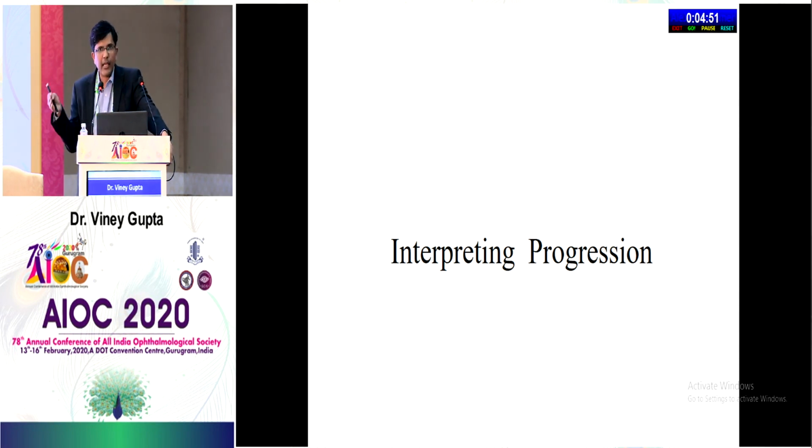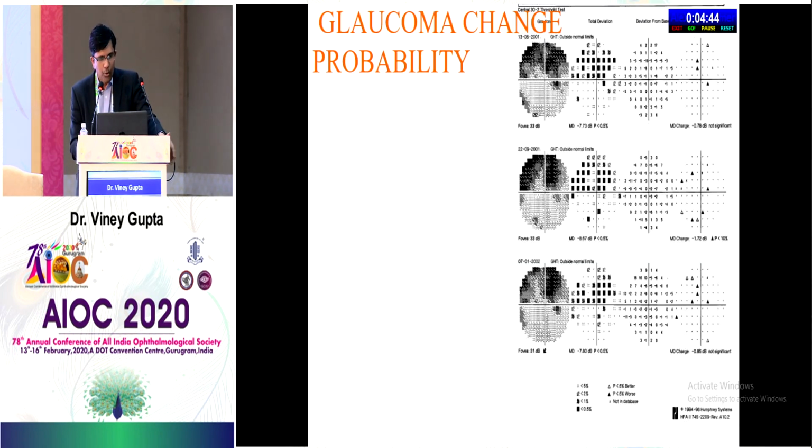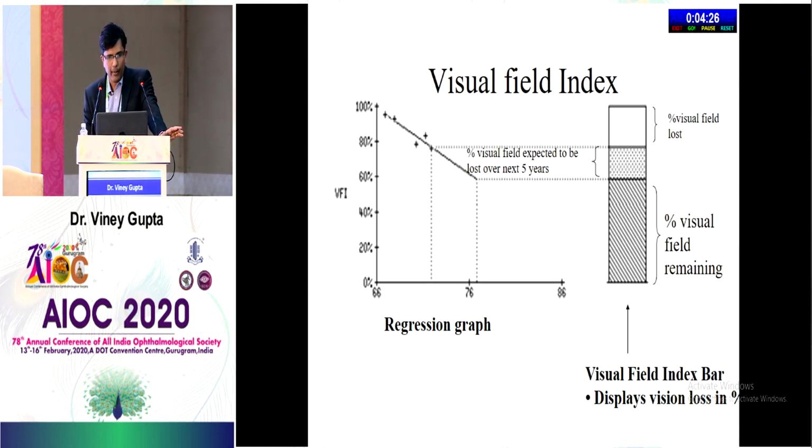The next important thing after reading a single printout is to be able to analyze whether there is progression or not. So I'm quickly going to go through what is progression. That is what is change in glaucoma. When you look for change in glaucoma, you look at to what extent the scotoma is increasing in depth or enlarging, or a new scotoma forming. So these are the things that you are going to look for in glaucoma.